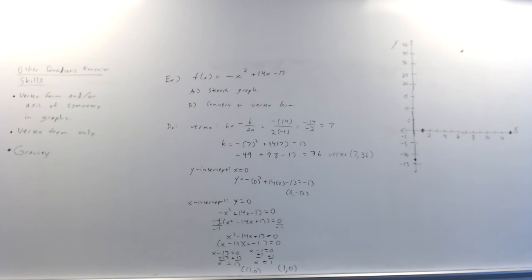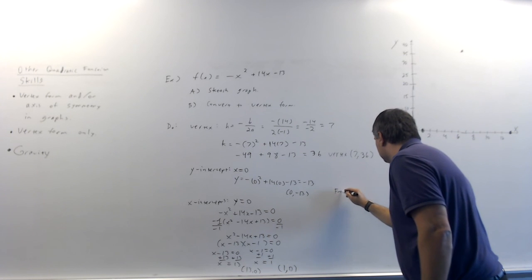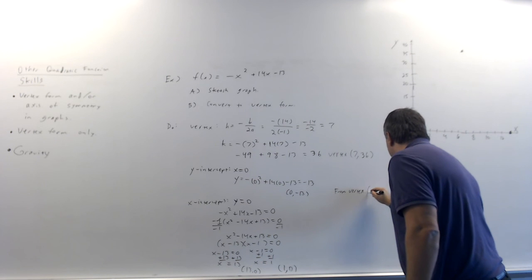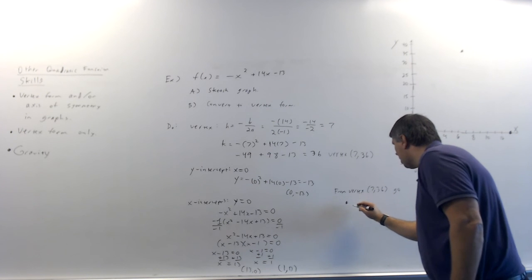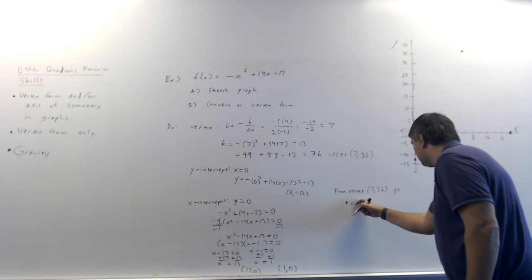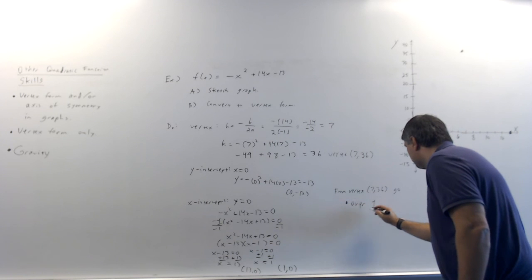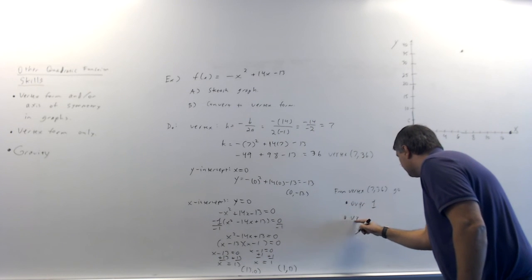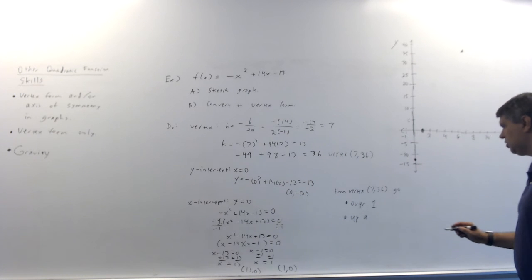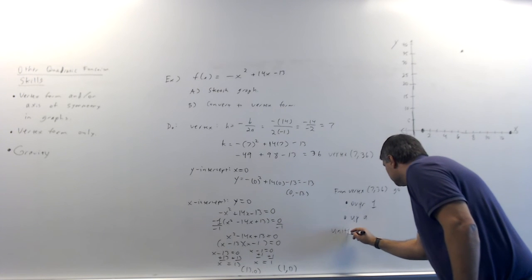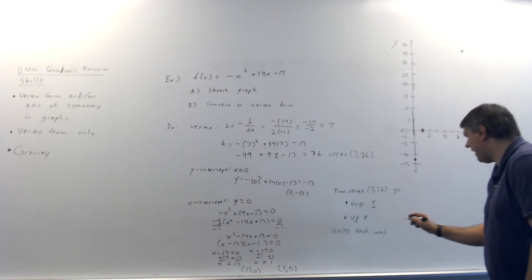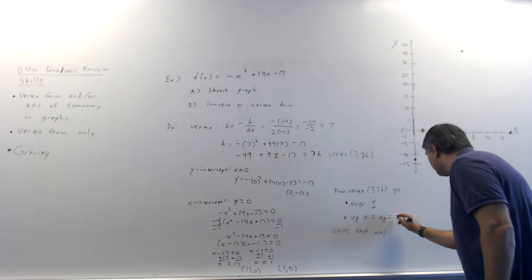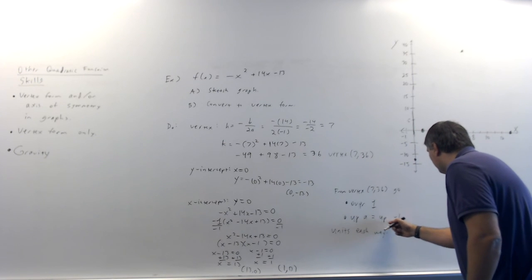Okay, now, from vertex 7, 36, go over 1, up a units each way. Okay, so over 1 and up a, well, a is negative 1. So up negative 1 equals down 1.